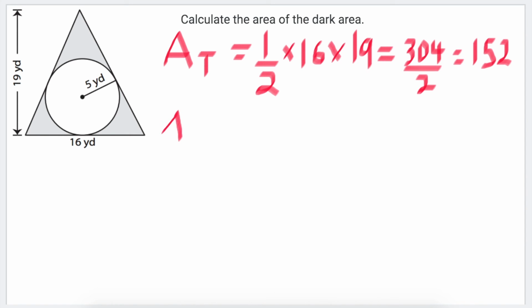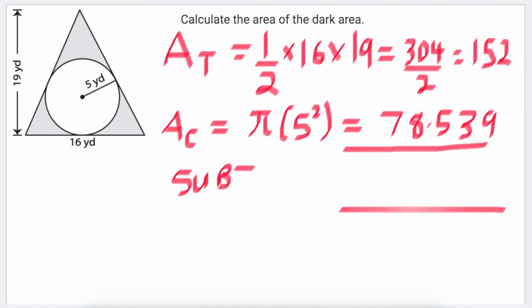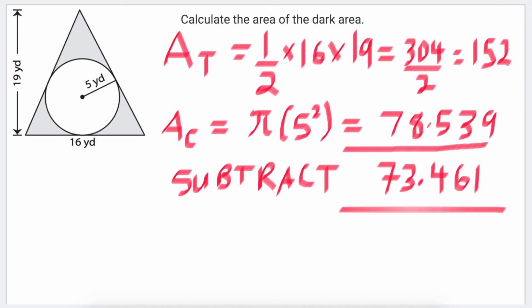The area of the circle, I'm going to indicate that by AC, is given by pi r squared. So pi times radius squared is going to be equal to 78.539. So like I mentioned earlier, we're going to subtract these two areas, and your final answer is going to be 73.461 yards squared.